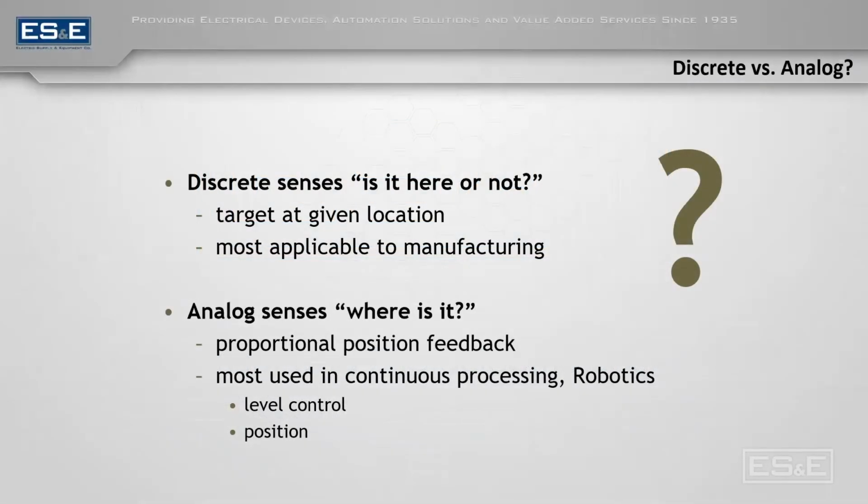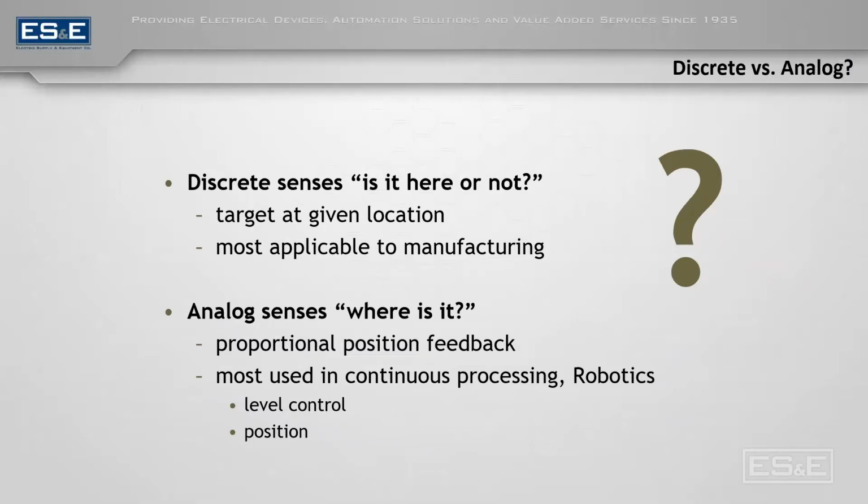Some of the most common sensor output types. Typically, we see two different types of output types. You'll see a discrete sensor. Again, we talked about it as the product is there, presence or absence, basically looking for a target at a given location. And that's the most common application that we see out there.